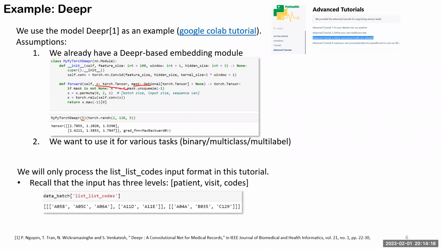Another thing before I go into the actual example is that we're only going to process one specific type of input in this tutorial, which is a list of codes. This is a very typical type of input in EHR data. You can think of the first layer of the list as the visits, and then the second layer as the codes within each visit.